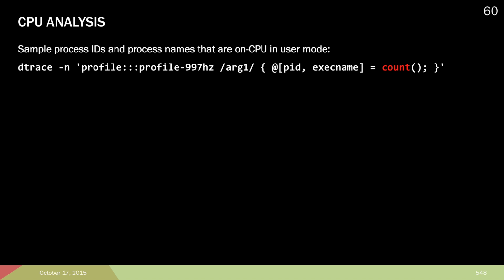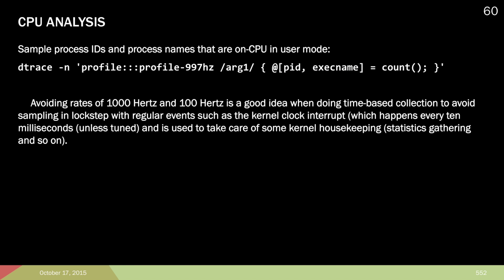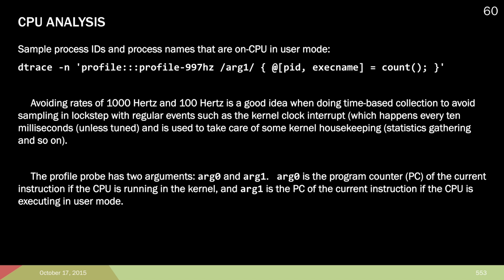Next, let's sample processes at 997 Hz that are on CPU in user mode and store results by process ID and process name. Avoid rates of 1000 Hz and 100 Hz to avoid sampling in lockstep with regular events, such as the kernel clock interrupt, which happens every 10 milliseconds.